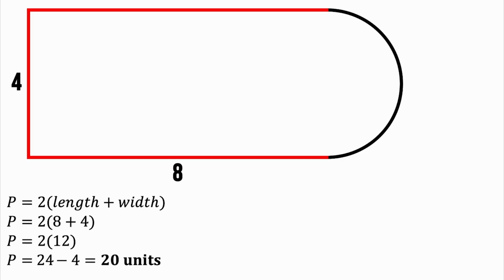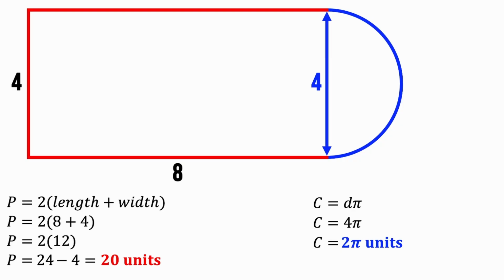Now let's shift our attention over to the semicircle portion. The circumference, or the perimeter of a circle, is just circumference is equal to diameter times pi. And I know the diameter because it's that missing side that I removed from the rectangle. And so if the diameter is 4, then the circumference of a circle would be 4 pi. But this isn't the entire circle. This is only half of it, so I need to divide that by 2, so circumference is 2 pi units.